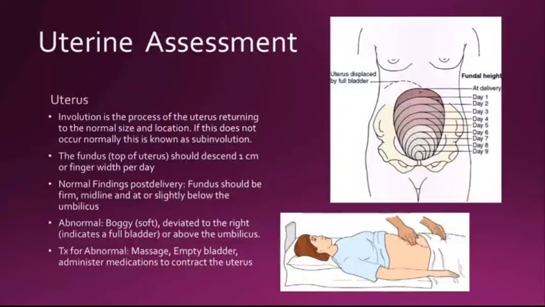If it's deviated to the right, you're going to empty the bladder first and then reassess the fundus. If none of that works, then you're going to need to administer medications to help contract the uterus. So we mentioned a couple of these earlier. One of the things that you're going to want to give is Pitocin. That was the drug that we use for induction of labor, but it can be used in the postpartum period at a bolus rate or at an increased rate to contract the uterus down. So oxytocin or Pitocin would be one of the medications that we could administer to help contract the uterus.